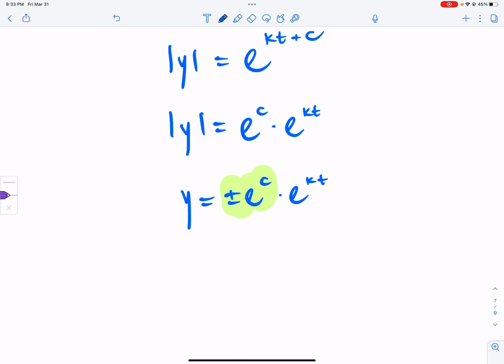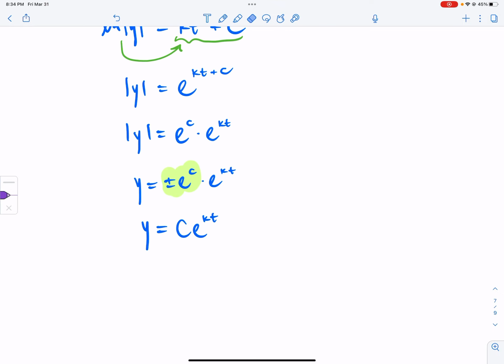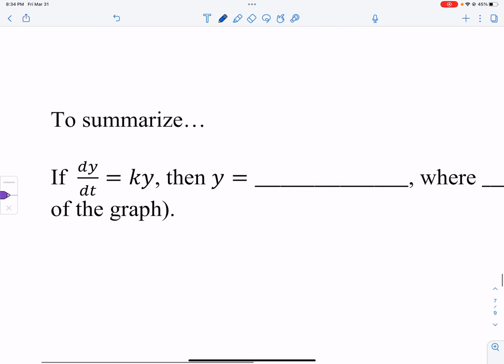You'll see some text, again, refer to when you initially integrate that plus c, they'll say it's plus c sub 1 or use a different variable before they just rewrite this part as c. So y equals c times e to the kt. Okay, that's the general solution to dy over dt equals k times y.